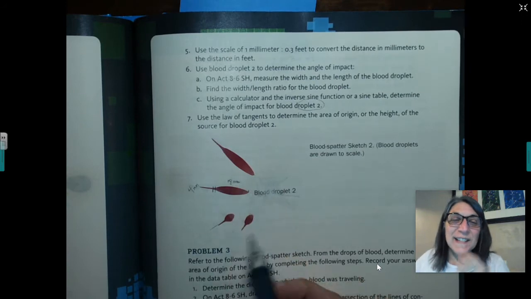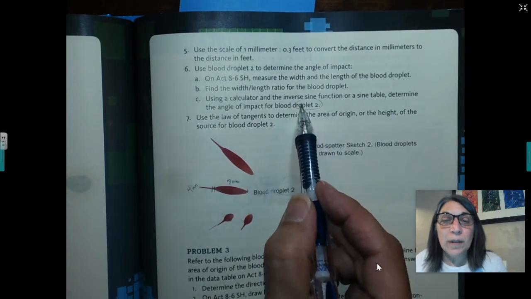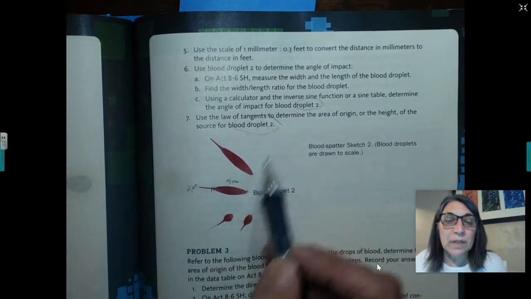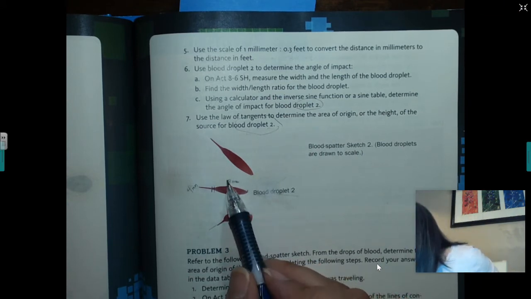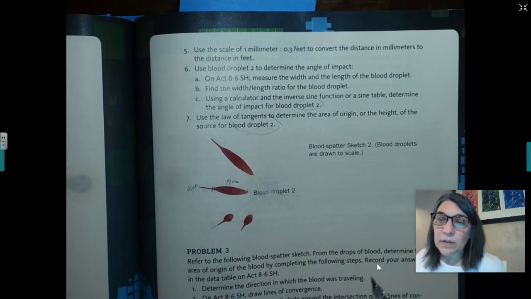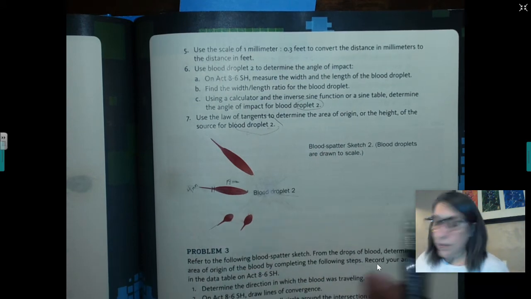And you're going to measure these blood drops. And it tells you to use blood droplet number 2. This is blood droplet number 2. Go ahead and use blood droplet number 2. Oh, it looks like I already put up. It's 18 by 4 millimeters. So you already have your width and your height on that one.